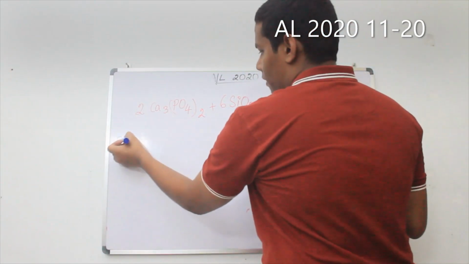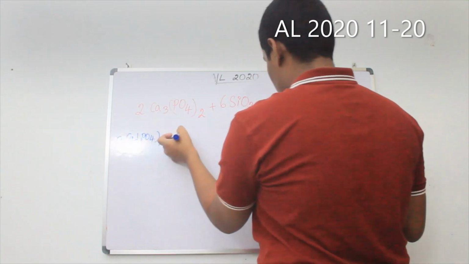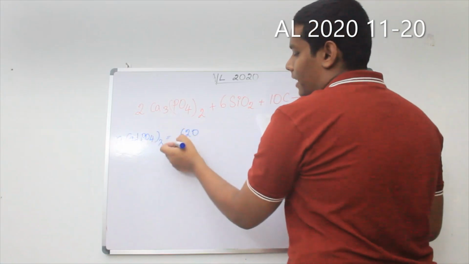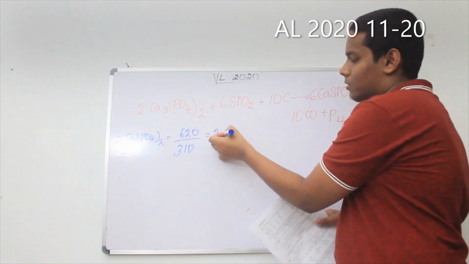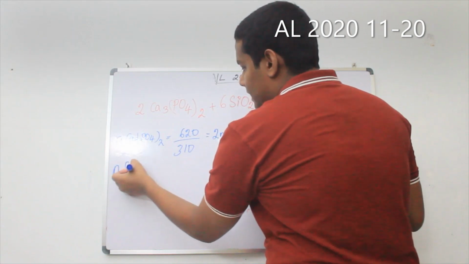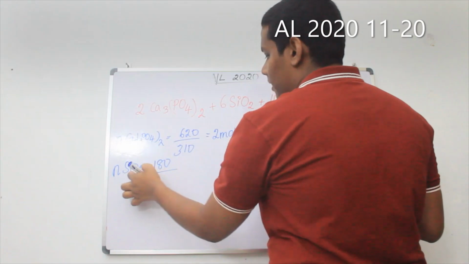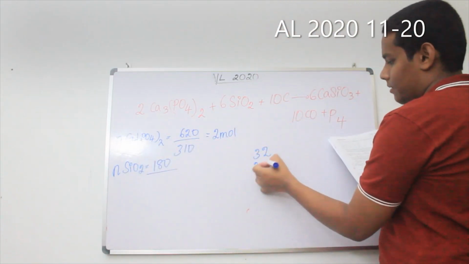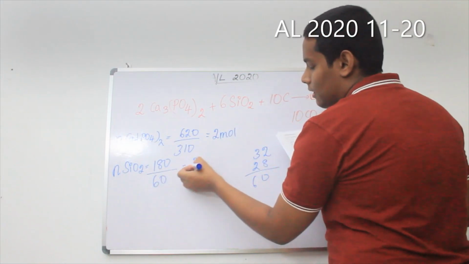First we'll find the number of moles of Ca3(PO4)2. That is equal to 620 divided by molar mass. Molar mass of this one is 310. So 620 divided by 310 is 2 moles. Number of moles of silicon dioxide, that is equal to 180 divided by 32 plus silicon is 28, 60. That is how much? 3 moles.